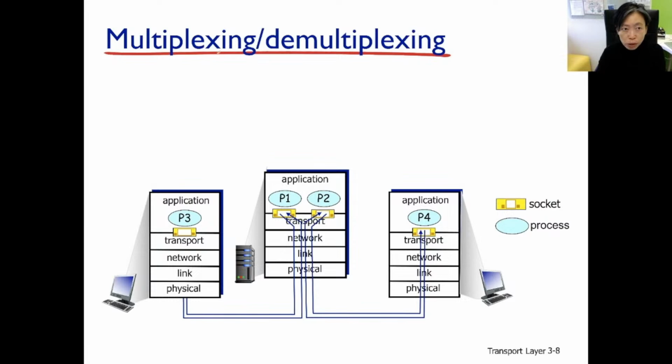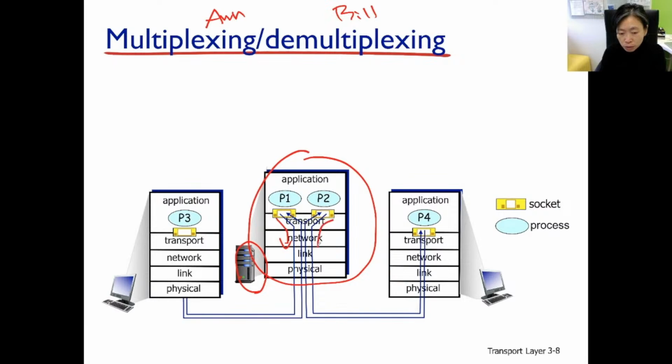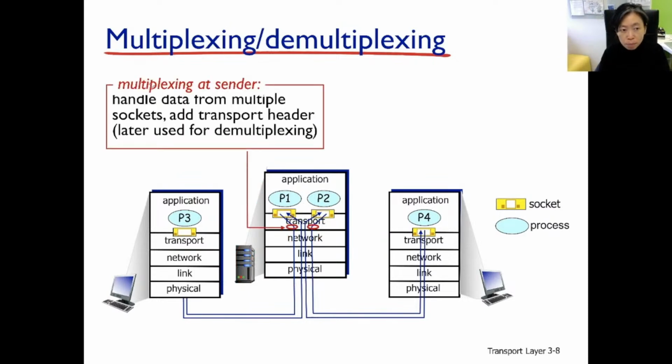Well, if you still recall the Ann and Bill example, Ann's kids sending to Bill's kids. Ann is the multiplexer and Bill is the demultiplexer. Right? So if we focus on this example below, the guy in the middle is a big server machine. There are multiple processes running. You see here, P1 is sending a message out. P2 is also sending a message out. The transport layer at the server is doing this multiplexing.